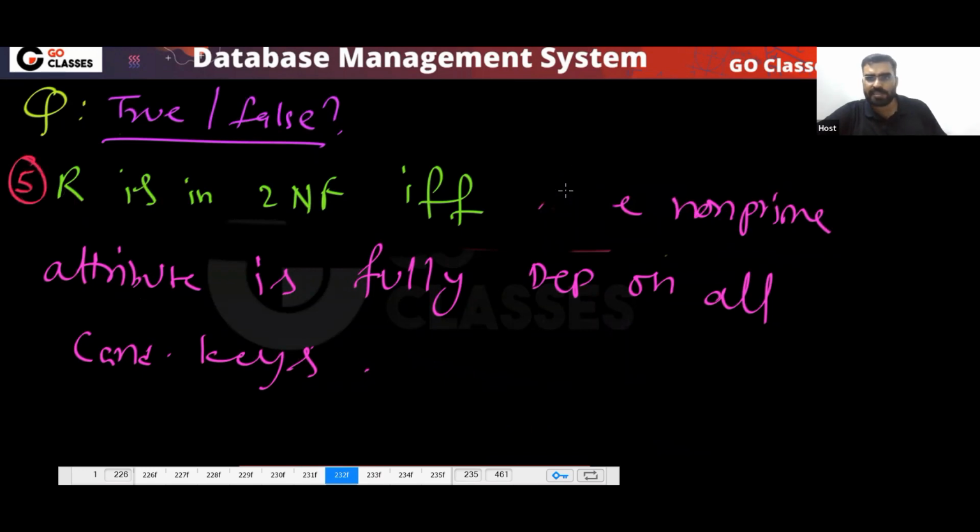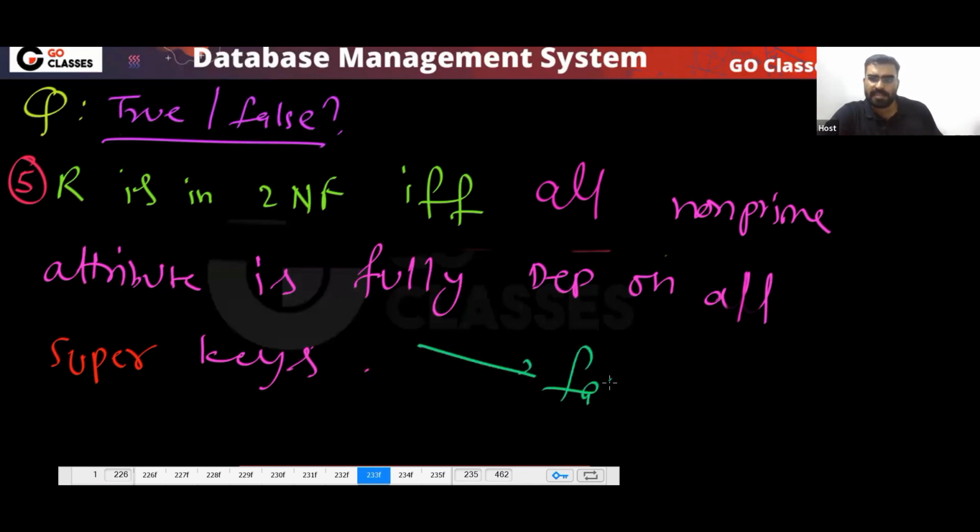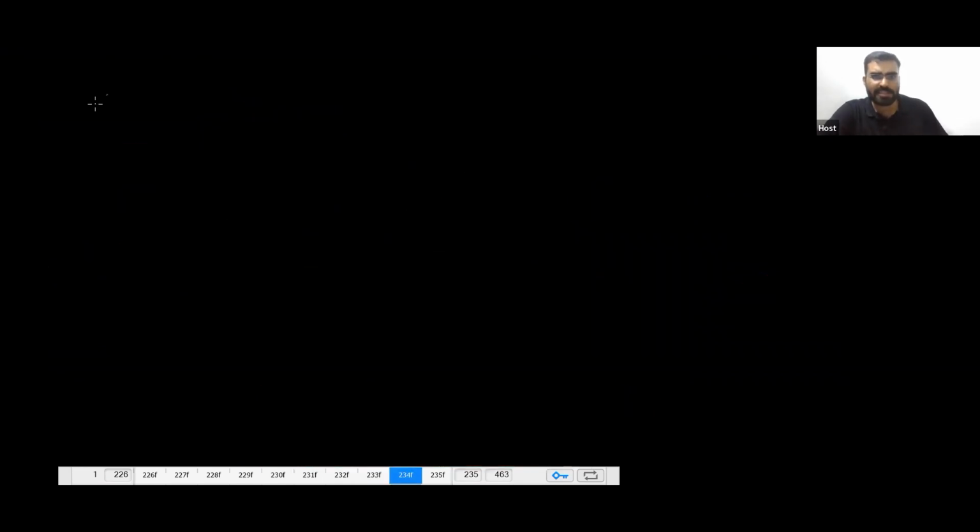What about this one? After this, the next fourth and the fifth. If I change all here and all here, but now I make this change: here if I make super key. Now, all non-prime attributes fully dependent on all super keys. Now tell me. This statement is false. Only candidate keys. Why is this false?